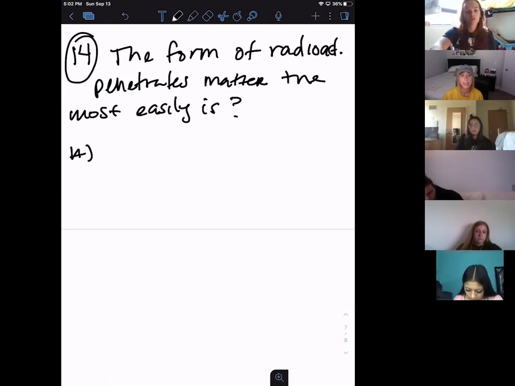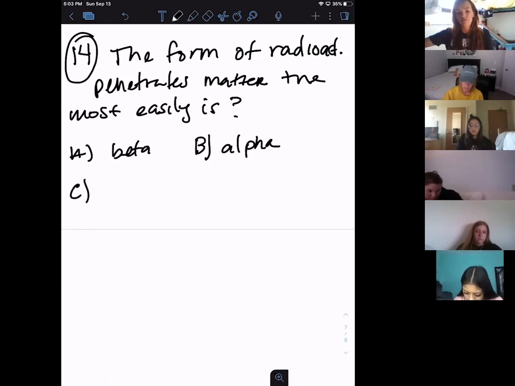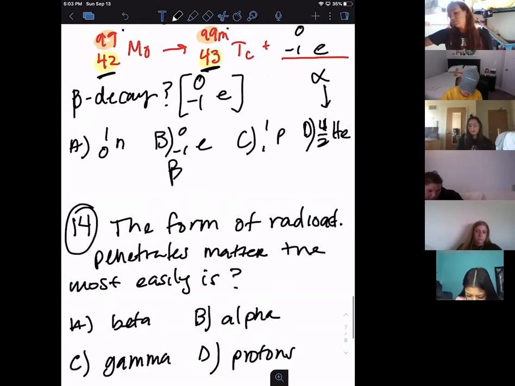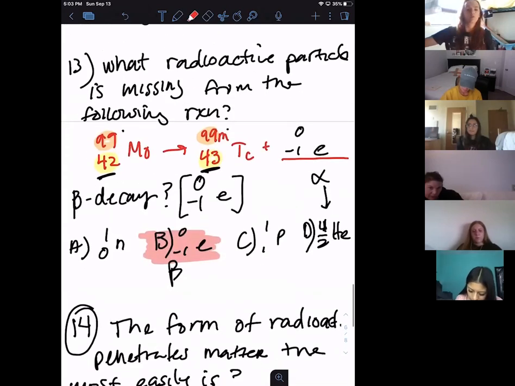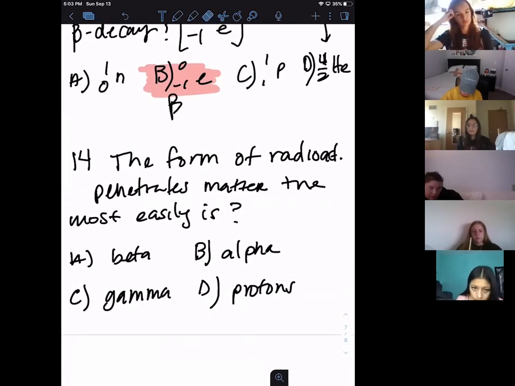The most easily. A, beta, B, alpha, C, gamma, or D, protons. I want you to really think about this. Go ahead. I was gonna say, by easily, are we talking about how far it penetrates? Just the ability to get in, to penetrate.